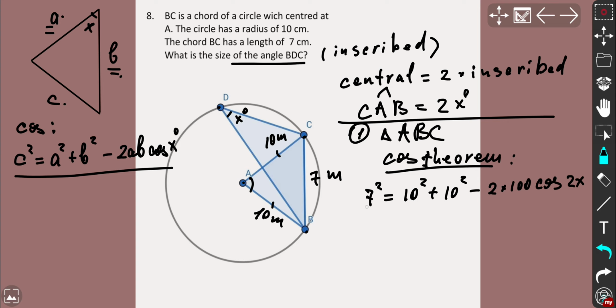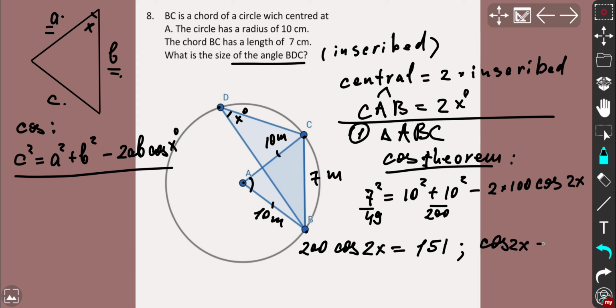Okay, so that's 49 here. That's 200 in total. So we can transfer negative 2 times 200 cos 2x to the left-hand side. So we've got cos 2x times 200. And on the right side, now it's positive, and we've got 200 minus 49. So we've got 151, okay? So from where cos 2x is going to be 151 over 200.